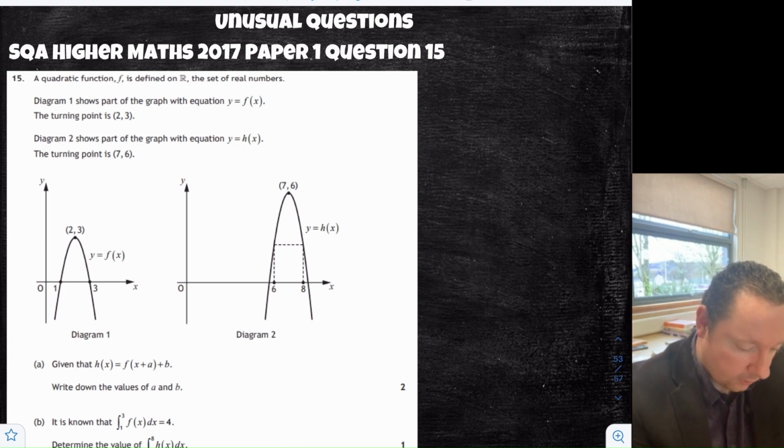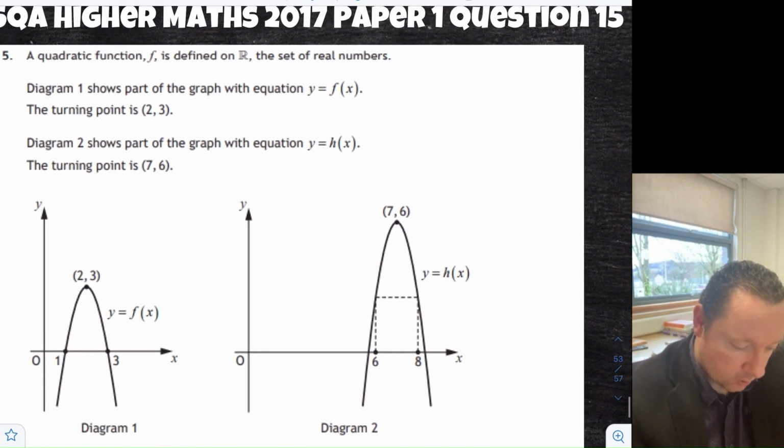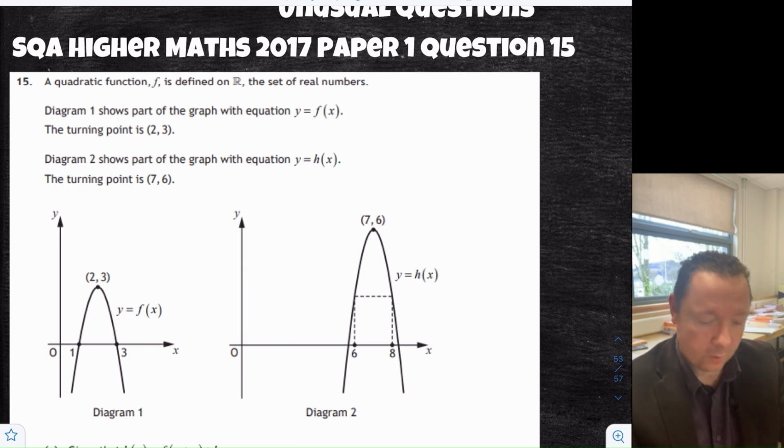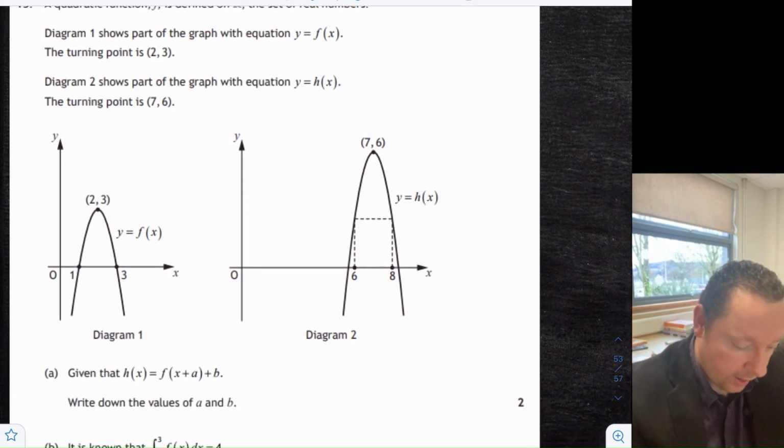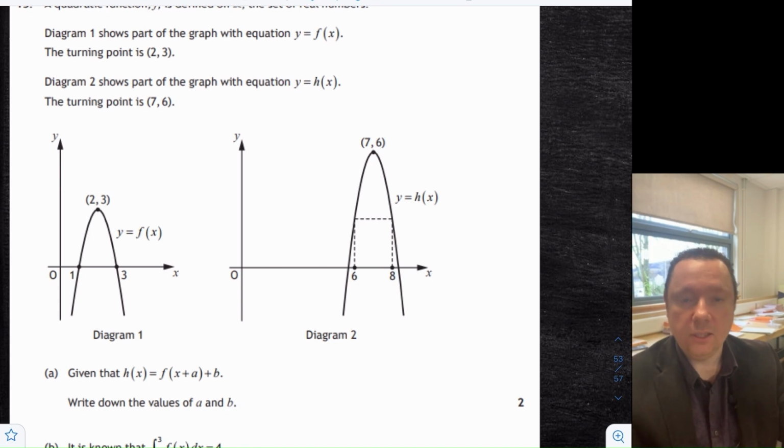A quadratic function is defined on a set of real numbers. This was 2017, paper 1, question 15. Diagram 1 shows the graph of y equals f of x with the turning point at (2, 3). And diagram 2 over here shows the graph of h of x, and the turning point is now (7, 6). Okay, let's see what it's asking us to do.